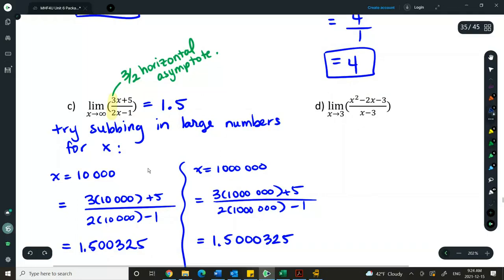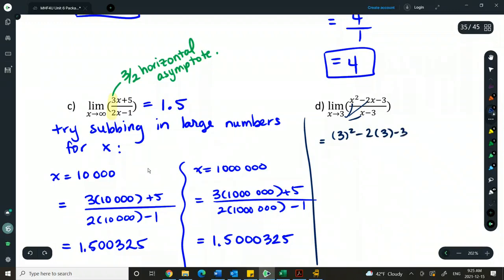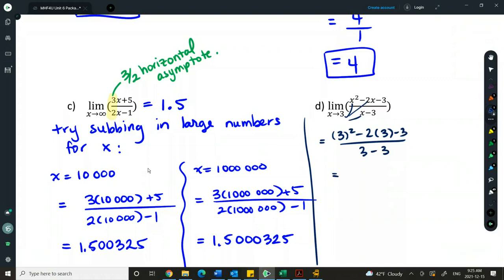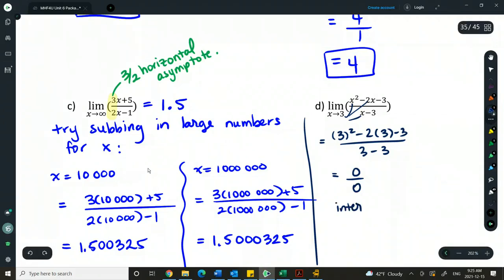Okay, so for our next question, if we try substitution, I want to plug in 3 for all the x's here. I would drop the limit notation. And I'm getting 9 minus 6 minus 3, which is 0, over 3 minus 3, which is also 0, so 0 over 0. This is what we call indeterminate form, right? That means we can't do substitution to start.